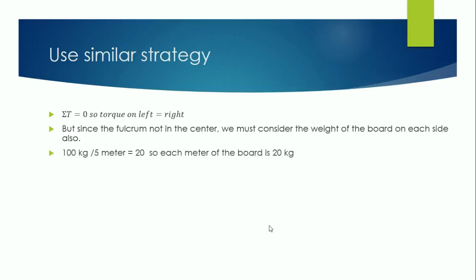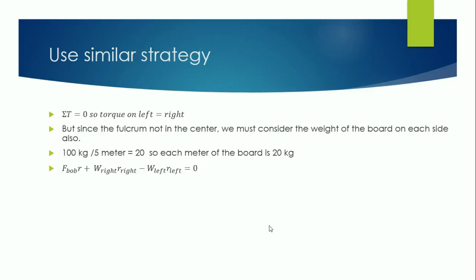So since the board is 100 kilograms total and there's 5 meters of it, 100 divided by 5 is 20. So each meter of the board weighs 20 kilograms. That's basically just the density per length of the board.